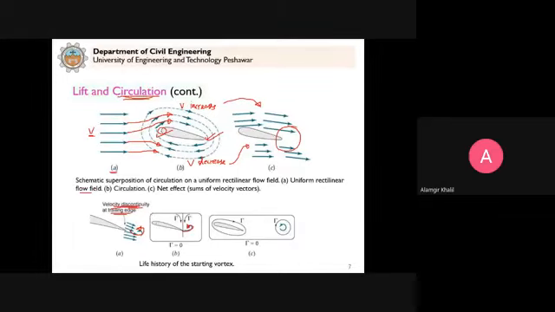Since the object is in equilibrium, if you consider a frame of reference, the net circulation must be 0. This circulation is denoted by capital gamma. This is the notation used to denote circulation in our textbook. So the net circulation should be 0.